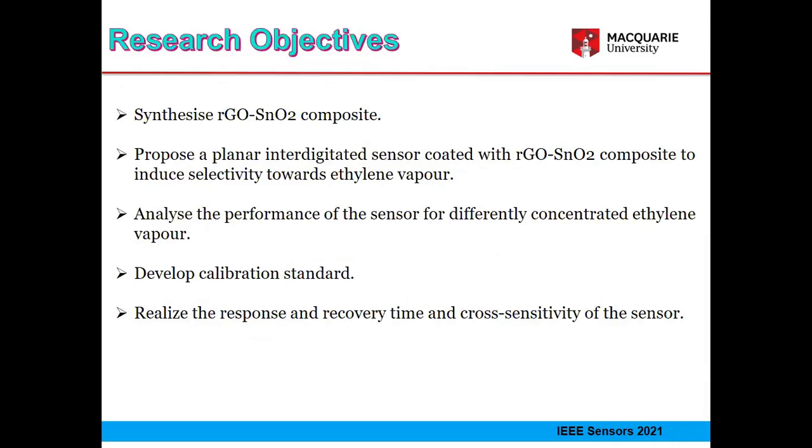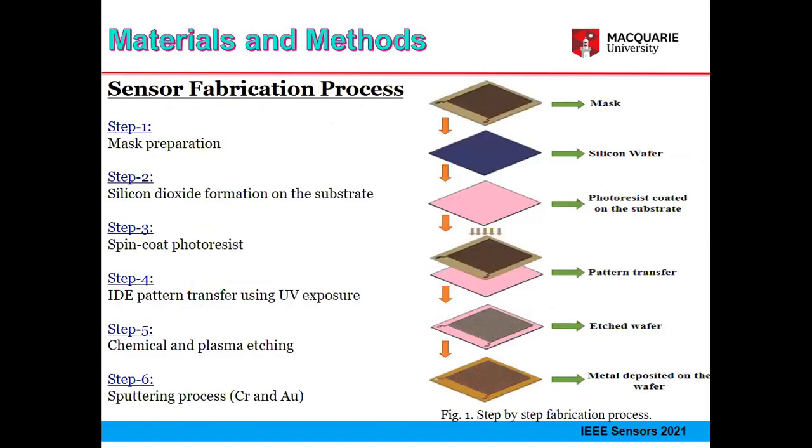Realizing the advantages and disadvantages of various ethylene sensors, we have set the objectives of this research, and these are: synthesize reduced graphene oxide, tin oxide nanocomposite; propose a planar interdigital sensor coated with reduced graphene oxide, tin oxide composite to induce selectivity towards ethylene vapor; analyze the performance of the proposed sensor for differently concentrated ethylene vapor; develop a calibration standard; and realize the response and recovery time as well as the cost sensitivity of the proposed sensor.